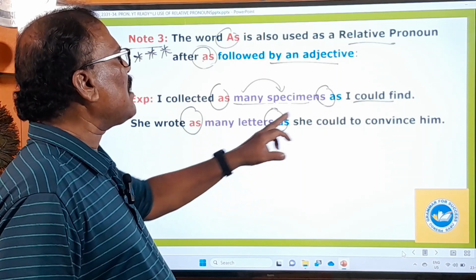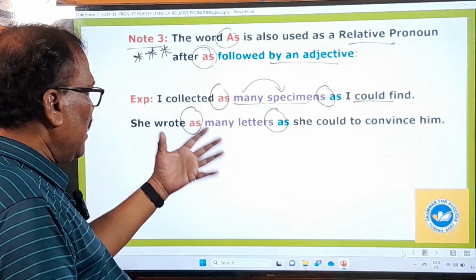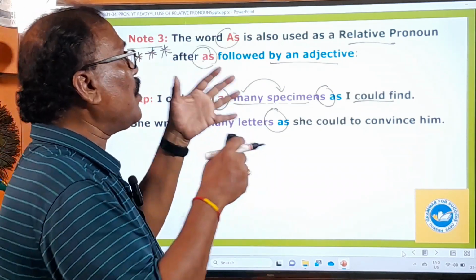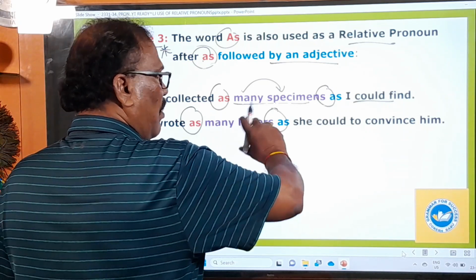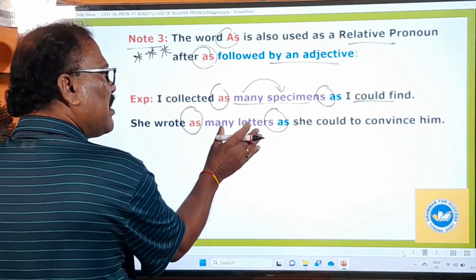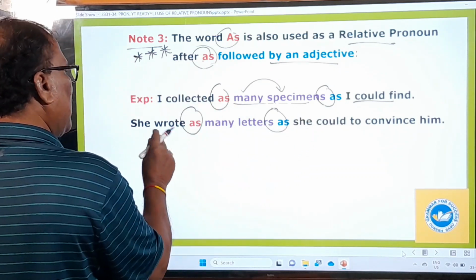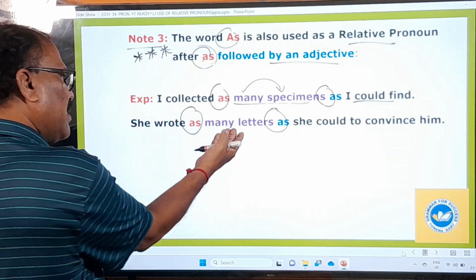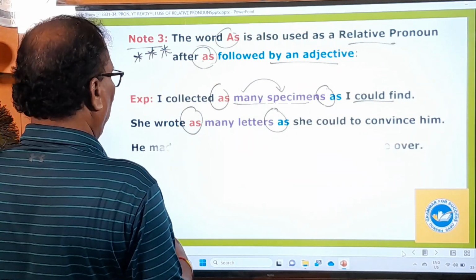She wrote many letters to convince him. That is the right sentence. That's the direct sentence. But here it is effective, very effective. She wrote as many letters as she could to convince him. See how standard and how nice it is. The construction is very nice. You can say she wrote many letters to convince him. That is direct. But saying it in this way is very standard and looks very dignified.